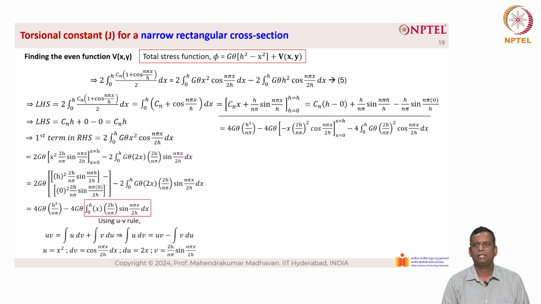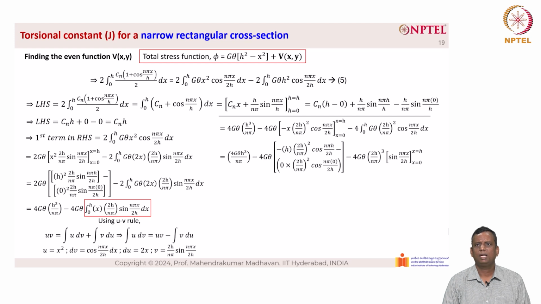So now we get the equation above. We substitute x equal to 0 and x equal to h. When we do so, we get cos n pi h by 2h. So the h will get cancelled. Cos pi by 2 is 0. So that first term is also 0. The second term we are multiplying by 0. The second term is also 0.